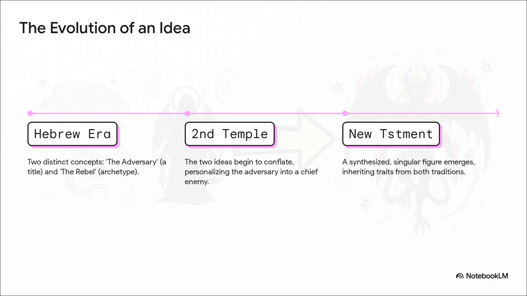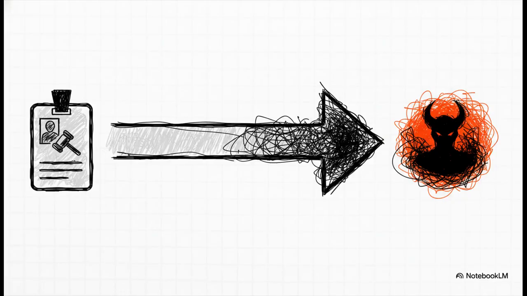In the early Hebrew Bible, these two concepts are totally distinct. But then, during what's known as the Second Temple period, Jewish writers start to blend them together. The official adversary starts to take on the rebellious, evil traits of the fallen rebel. And by the time we get to the New Testament, that merger is pretty much complete, creating one singular enemy. To put it really simply, the whole idea's trajectory moves from an office to an identity. What started out as a function, just a job in the heavenly court, slowly transforms into a singular cosmic enemy.